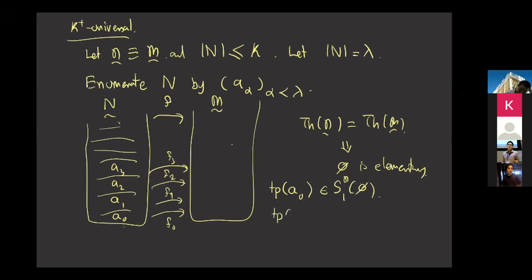So you're going to get that this type of A0 is also in S1m empty. Now that we have that this guy is in S1m empty, since m is kappa saturated, once this is saturated, you're going to get that this guy is realized. Okay, so you can let B0 realize the type of A0. So you're going to get that, oh, you can map it to B0 here.